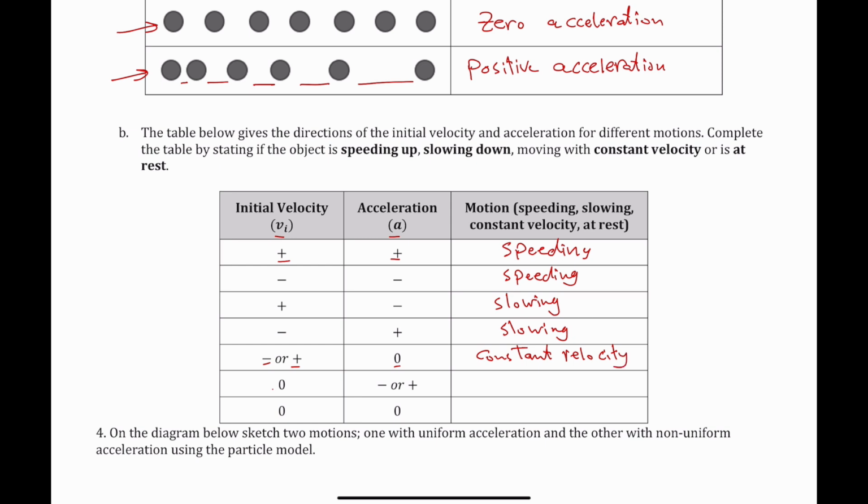Zero initial velocity, negative or positive acceleration, so the object is speeding up from rest. Speeding from rest. 0 and 0, so the object is not moving at rest.